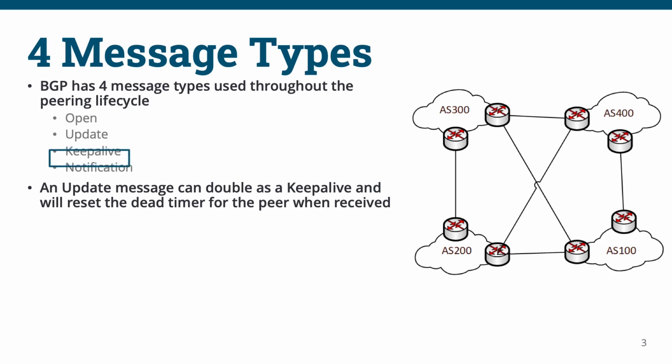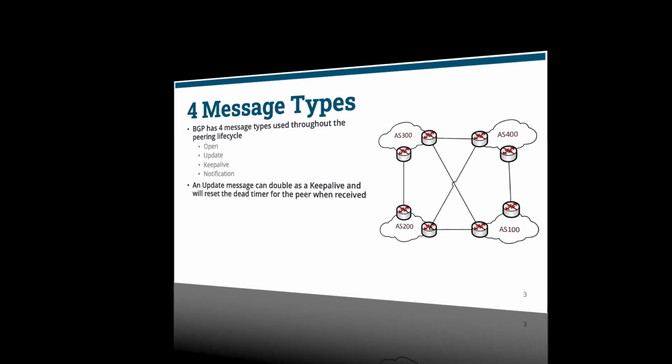And finally, we have the BGP notification message. This message function is a bit non-intuitive for its name. The notification is used during the teardown of a BGP peering session, though we'll talk about it in a bit more detail in a later slide. Before we review each of these message types in more detail and their formats, let's take a look at the common header included with all BGP message types.